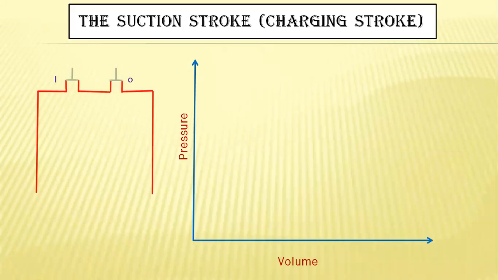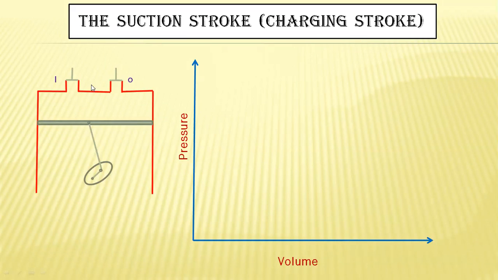In this video, I am going to explain how to draw the Otto cycle. The first stroke represents the suction stroke on the PV diagram of the Otto cycle. Here, volume is represented on the x-axis and pressure is represented on the y-axis. Already we have discussed in our previous video the four strokes of the Otto engine. Let us represent the same four strokes on the PV diagram here.